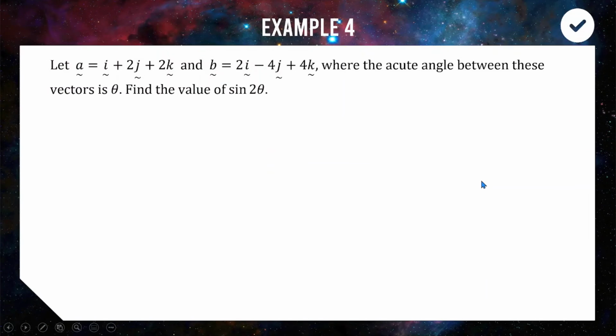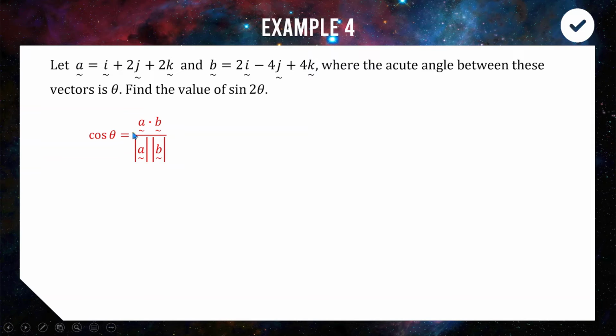Example 4. We have two vectors where the acute angle between them is theta. We want to find the value of sine 2 theta. Okay, when I see a question mentioning the acute angle between two vectors, I immediately write down my angle between two vectors formula, which looks like this. Okay, we had this earlier in the lesson, but we just rearranged it to make cos theta the subject.